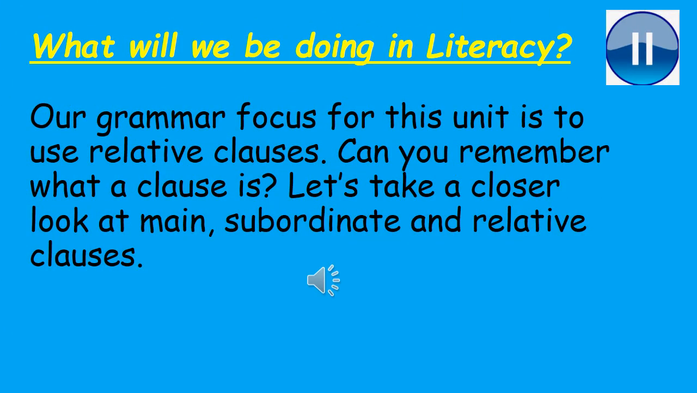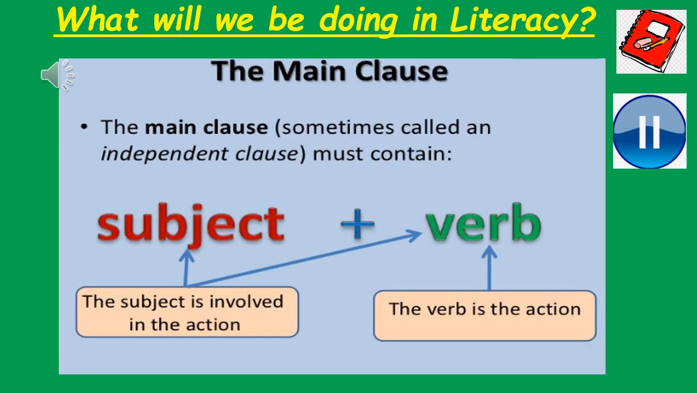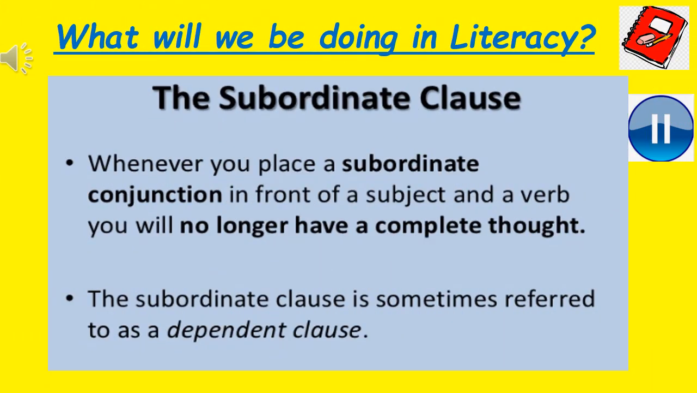Our grammar focus for this unit is to use relative clauses. Can you remember what a clause is? Let's take a closer look at main, subordinate and relative clauses to revise. A main clause is also known as an independent clause. It must contain a subject who's doing an action and a verb, a doing or being word. A subordinate clause is a dependent clause. It only makes sense when used with a main clause.